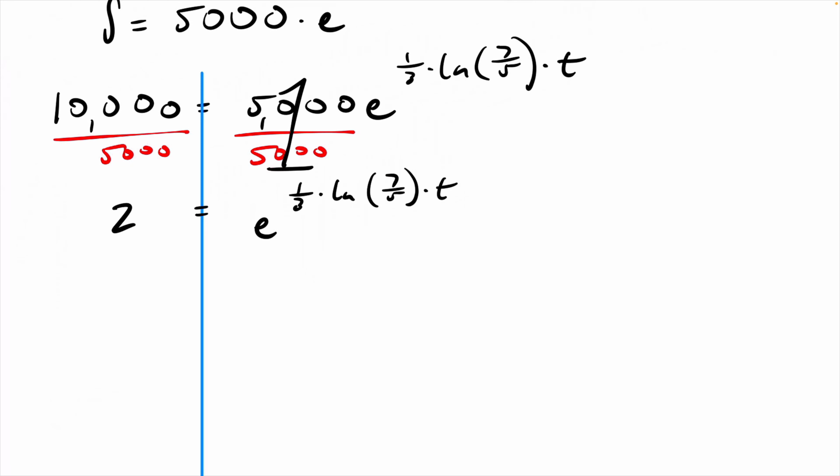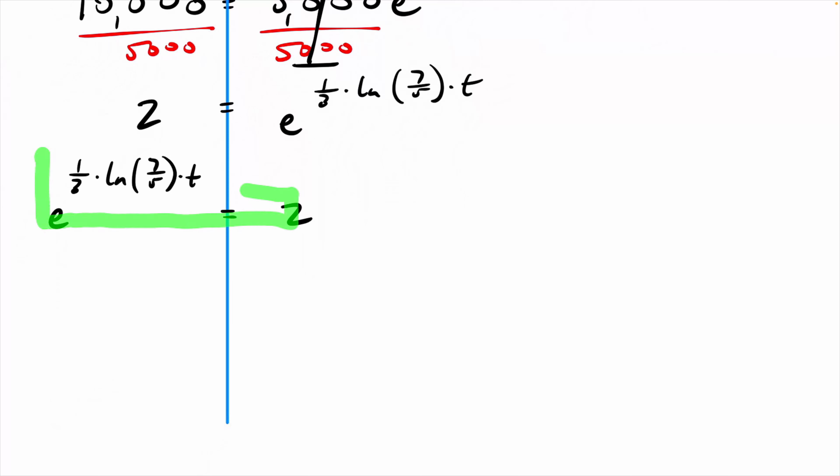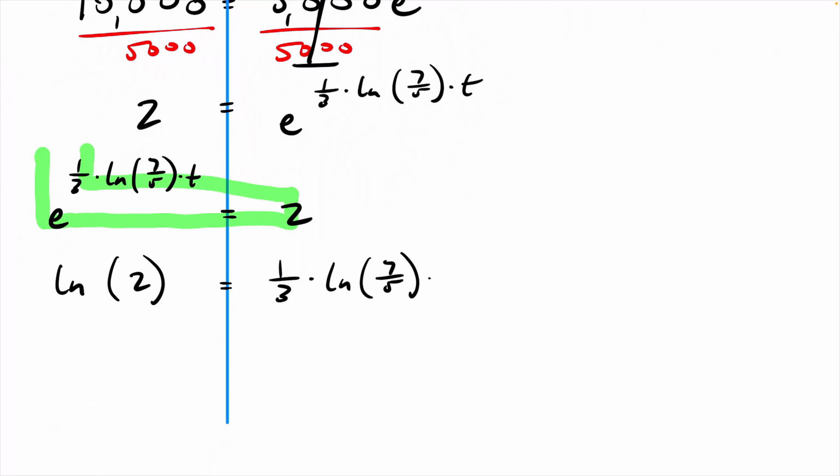Well, I can't divide anymore. I got to bring the big power down to the ground. So I'm going to switch this side with 2. The only way to bring stuff down to the ground is by using a log. So I'm going to use the L to do that. So natural log 2 equals 1/3 times the natural log of 7/5 times t.